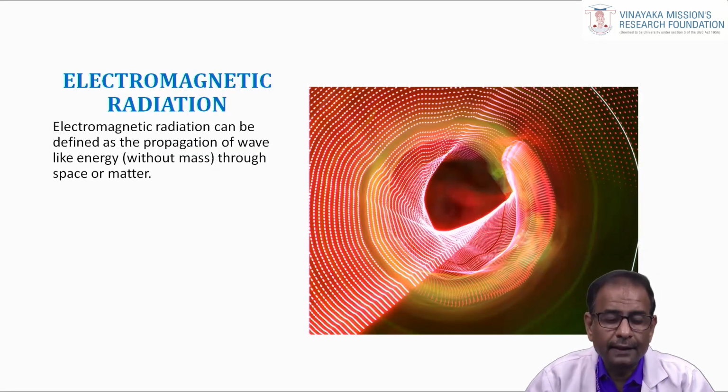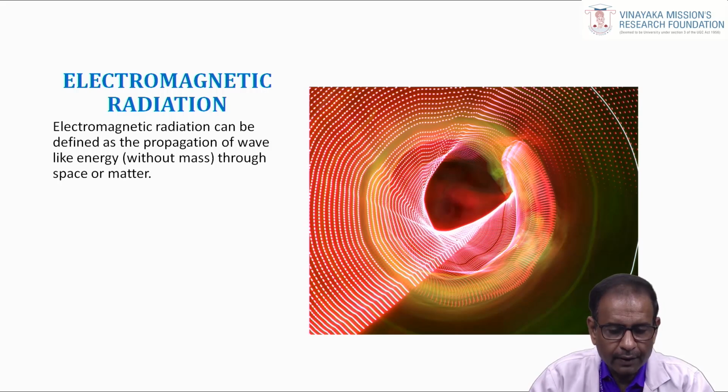Then electromagnetic radiation. Electromagnetic radiation can be defined as the propagation of wave-like energy through space and matter without mass. Through space and matter, it can go anywhere in the universe. That is the electromagnetic radiation.